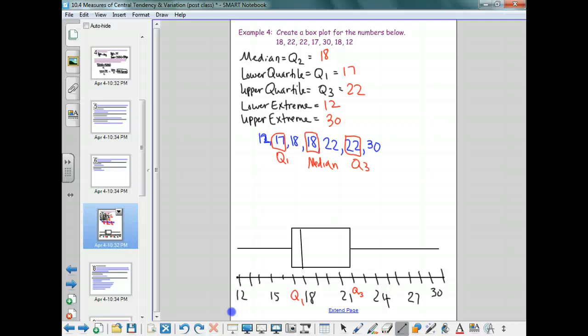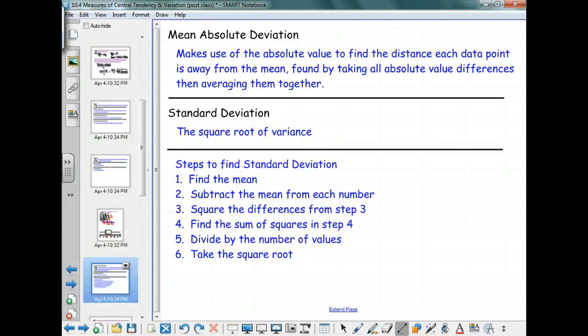I think this is the only graph picture kind of thing you're going to work with in this section. The other thing you're going to work with is two different kinds of deviations. The first one is called the mean absolute deviation, as in MAD. It makes use of absolute values to find distances from the points away from the mean. So this one's actually considering the mean.